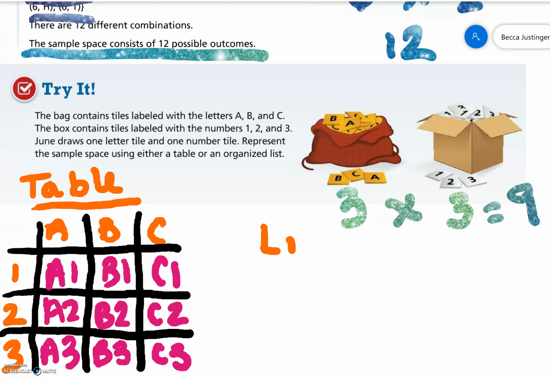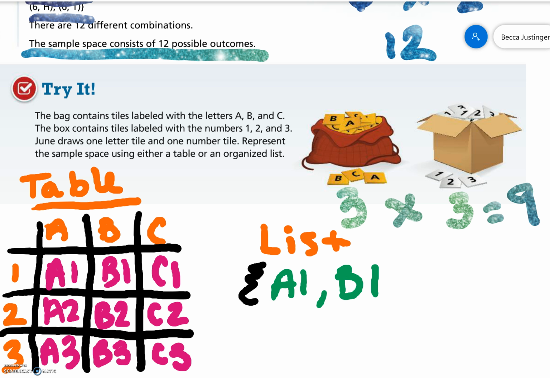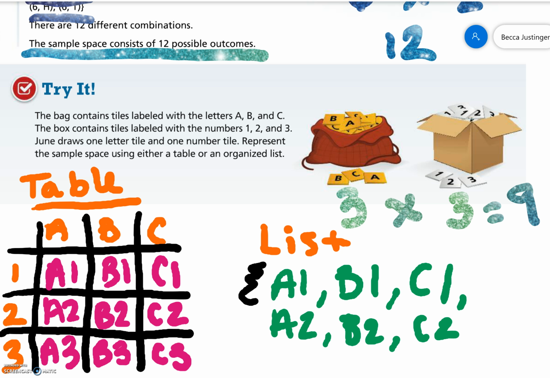The way it looks in a list, remember we need our curly brackets. And we would have, okay, you pick an A, you could pick a 1. You pick a B, you could pick a 1. You pick a C, you could pick a 1 with that C. Then you could pick A2, B2, C2, A3, B3, C3. So they're the same outcomes that were in our table, but now just listed in a list.